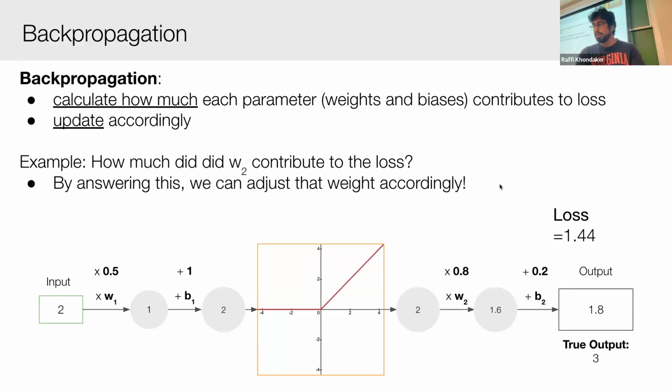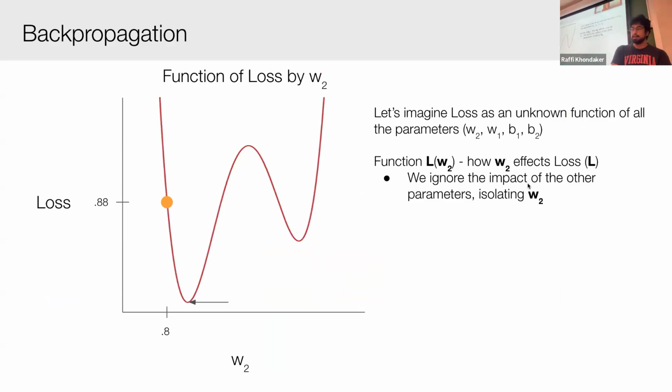Okay, so to do this, we have to use a little bit of calculus. Again, our loss value comes from a loss function, so you can imagine it as a function of our parameters. In this case, we have 4 parameters, 2 weights and 2 biases, so our loss is a function of those 4 parameters. And we want to see how each weight, for example weight 2, affects the loss in isolation.